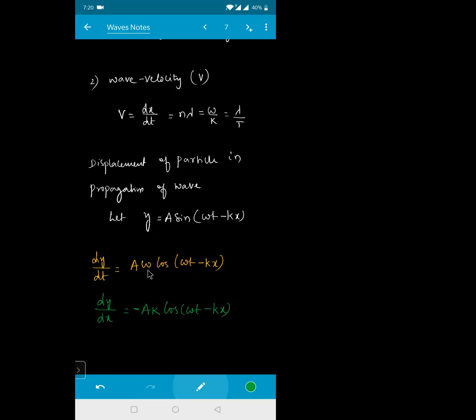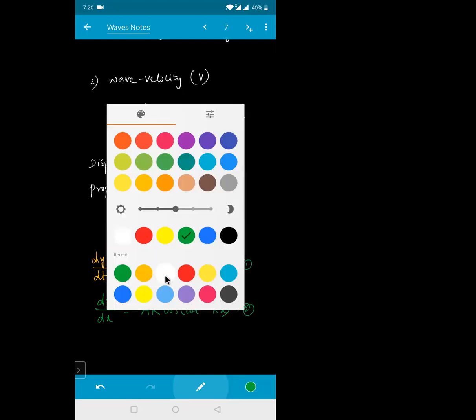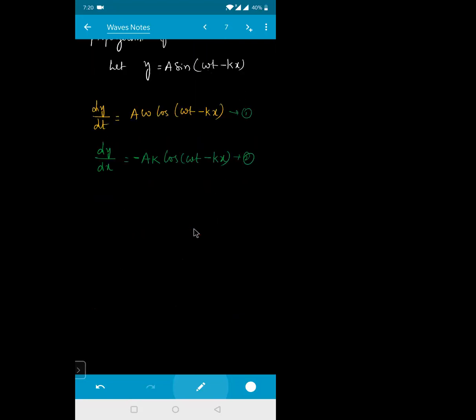So dy by dt is a omega into cos(omega t minus kx). dy by dx is minus a into k cos(omega t minus kx). Is it clear for everyone? Yes sir. This is my equation number 1 and this is my equation number 2. Now divide equation 1 by 2. I'm dividing equation number 1 by equation number 2. See what I will be getting.